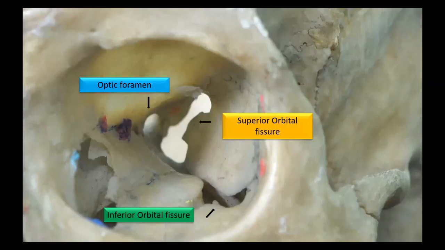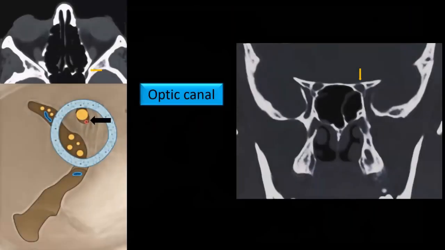Orbital apex is anatomically defined as a region between posterior ethmoid foramen anteriorly and openings of optic canal and superior orbital fissure posteriorly. Optic canal. It lies within the lesser wing of sphenoid, through which optic nerve and ophthalmic artery pass, and is seen in the upper axial scan. The optic canal lies medial to the anterior clinoid process, which appears to be opening into the sphenoid sinus as seen here.